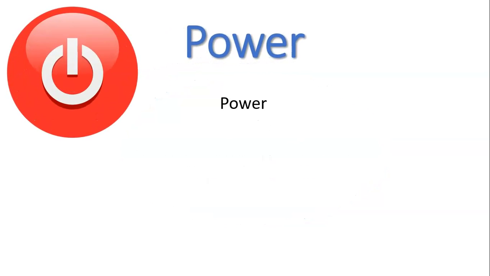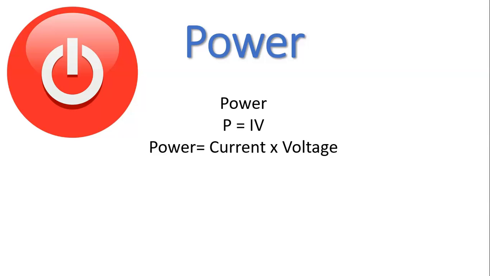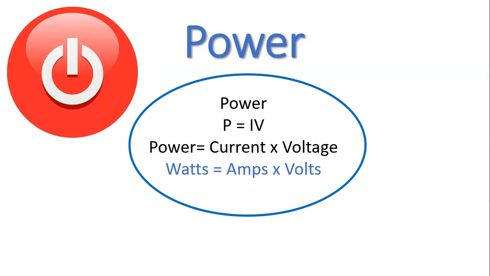Now this is the new material, which we did briefly discuss: power is equal to current times voltage. Again, we use P for power, I for current, and V for voltage. So the units we'd be measuring in would be watts equals amps times volts.